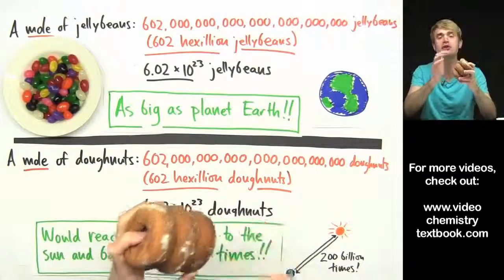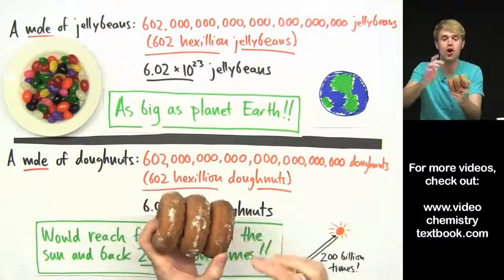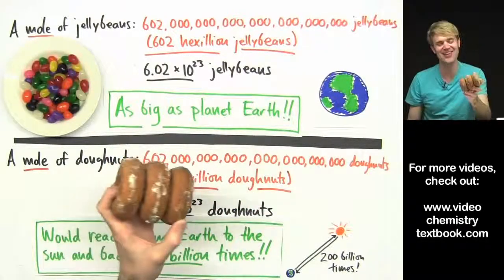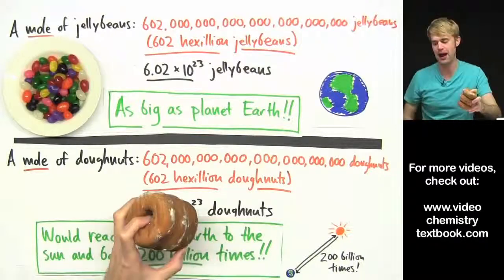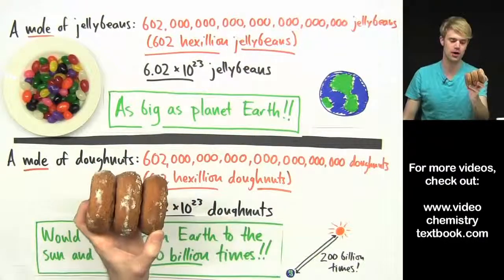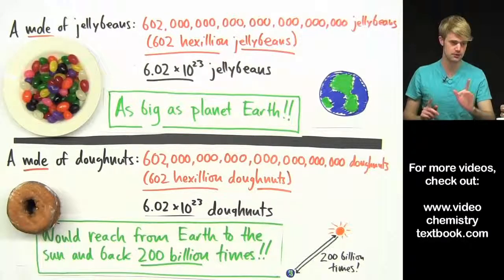Again, think about how many donuts we would have if we just laid donuts down like this from like your house to your school, right? That would be a ton of donuts. Now imagine going from the Earth to the sun and back 200 billion times. That is how many donuts 602 hexillion donuts is.